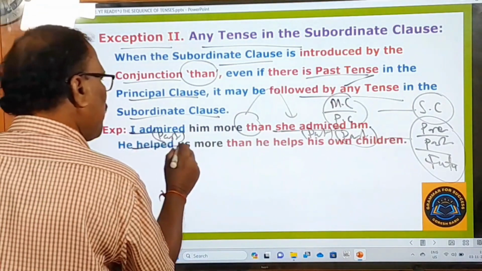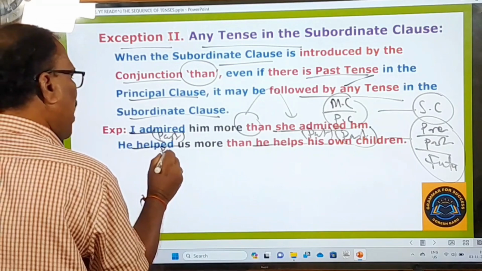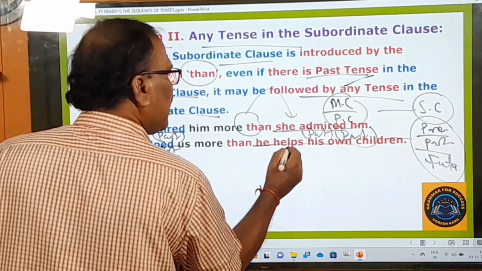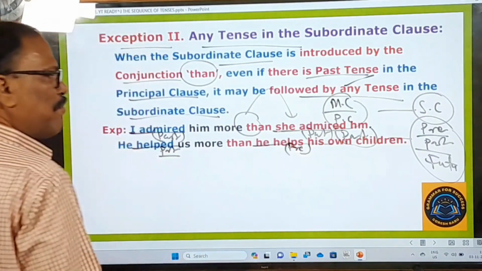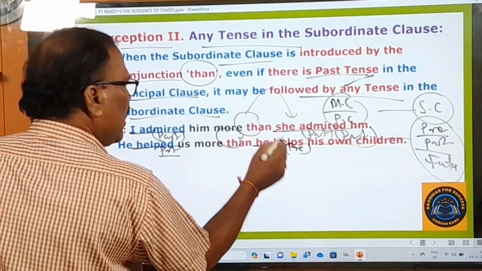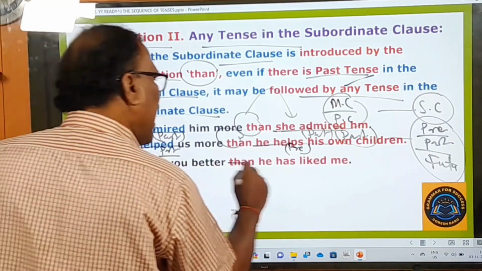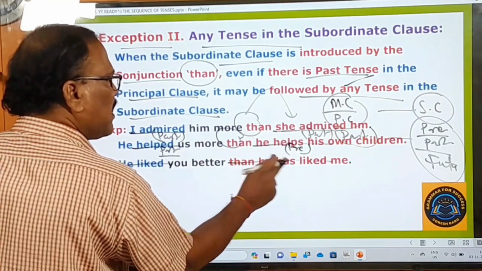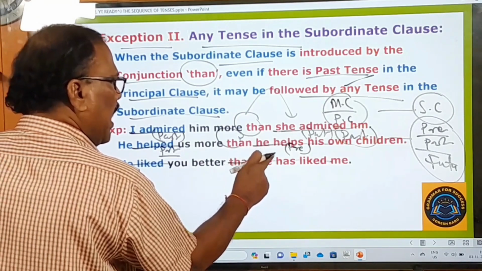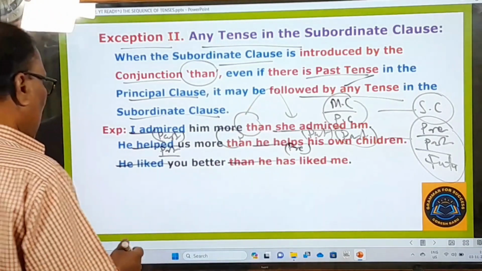He helped us more than he helps his own children. He helped us is in the past tense, but here it is in the present: he helps his own children. Are you following me? After than, there is present tense, right? And here you see, he liked you better than he has liked you. Of course, he liked is past tense, and here present perfect tense is used. So he has liked me. That is present perfect or present tense, whatever you can say. And then comes what is that?